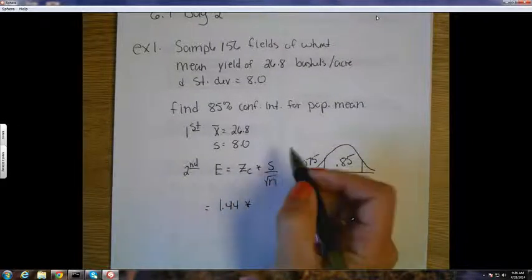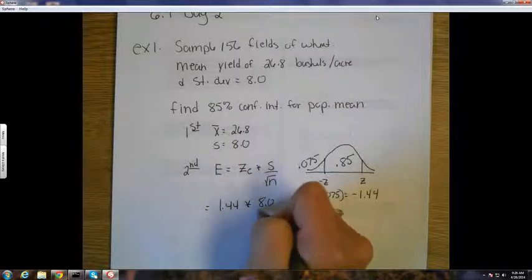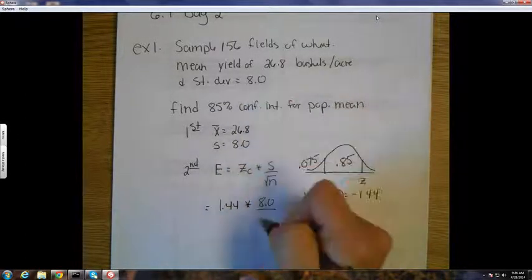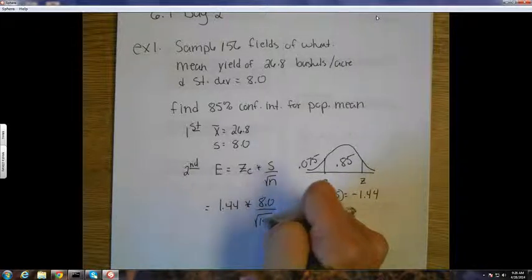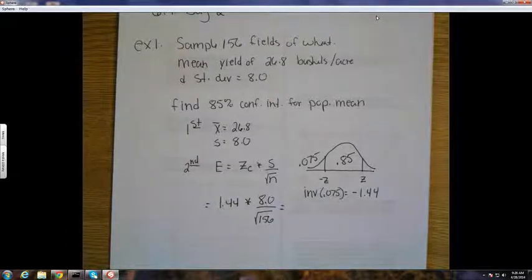So we're ready for 1.44 times the S, which was 8.0, over the square root of the sample size, which was 156. So big E, I got 0.92. Anybody else? Yeah. Okay?